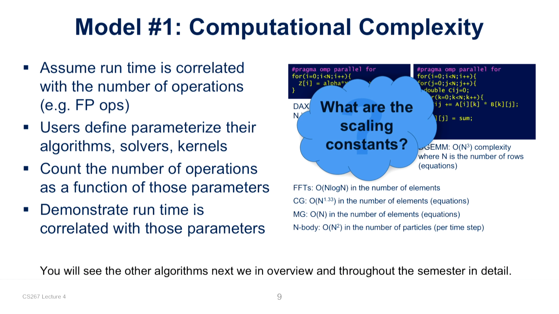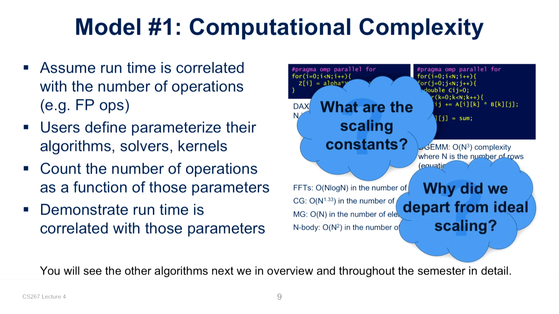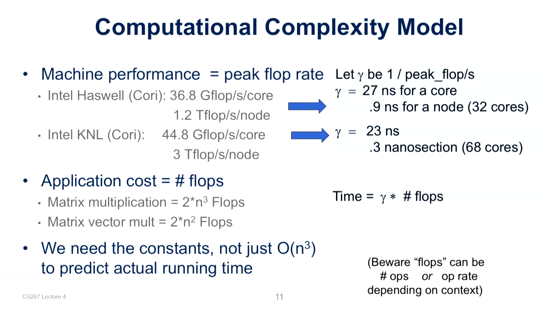Okay, so some questions that you can use this kind of computational complexity model for are: what are the scaling constants? That is, as the problem grows, if we fit a model to one of these formulas, what is the constant out in front of it? And when does it depart from ideal scaling? We'll often see things that depart from ideal scaling. So let's look at a couple examples, once again going back to the matrix multiply and matrix vector multiply. Just to give you an idea, how do we turn this into a performance model for time? Well, we take the peak flop rate of the machine.